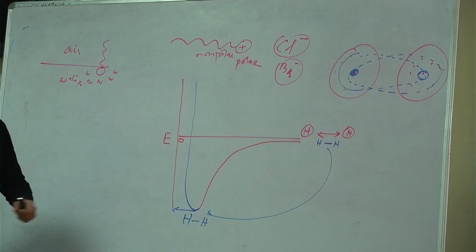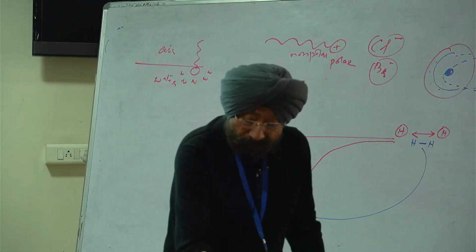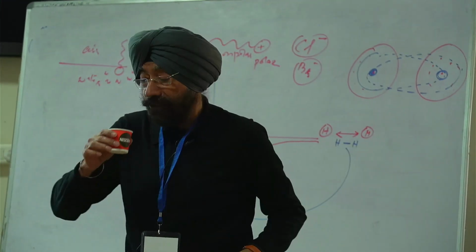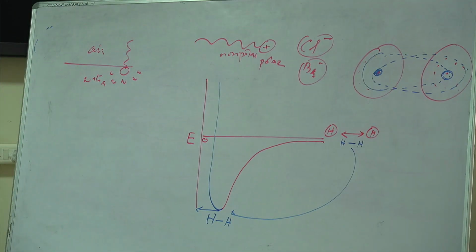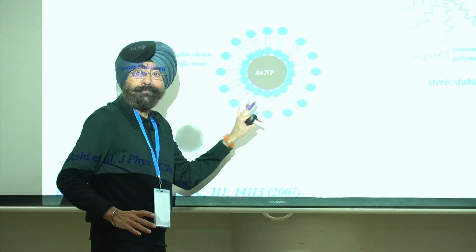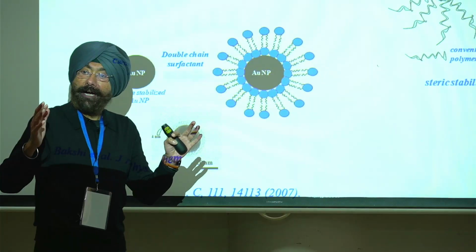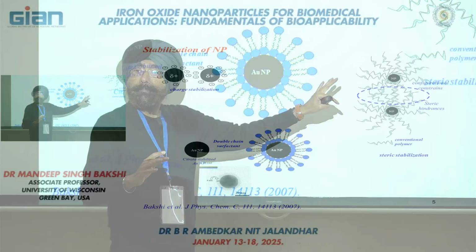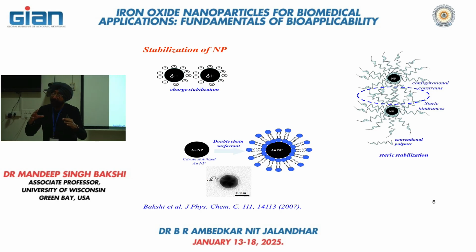Now, what is the meaning of this whole story? The meaning of this potential energy diagram is that we are going to apply it to colloidal stability. I mean to say, you might consider a particle as a hydrogen atom, and there is another one. I want this particle to be away from the other particle. There must not be any kind of attractive interaction between the two particles. That is the colloidal stabilization.